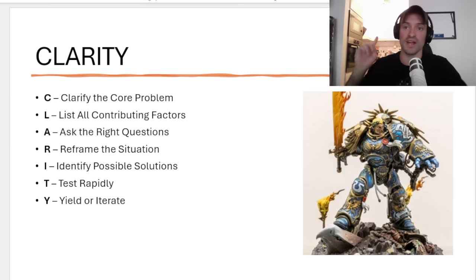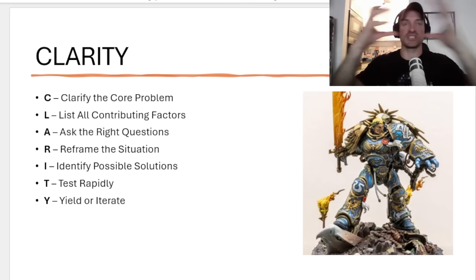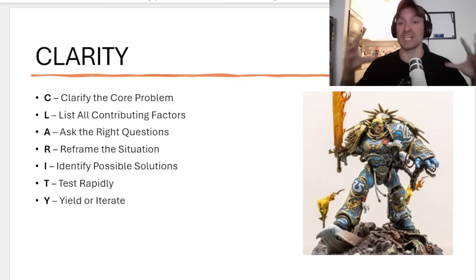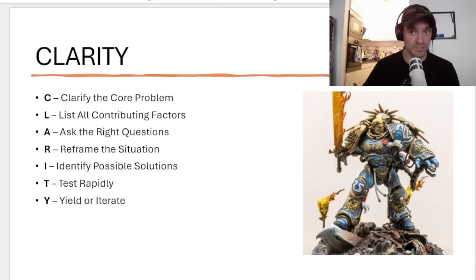C stands for clarify the core problem that you're running into. L stands for list all contributing factors, so everything that's contributing to this problem. A will be ask the right questions, because most times we're not asking the right questions when we're trying to problem solve. R is going to be reframe the situation, so we frame it into a more digestible and actionable statement. Then we're going to identify possible solutions.